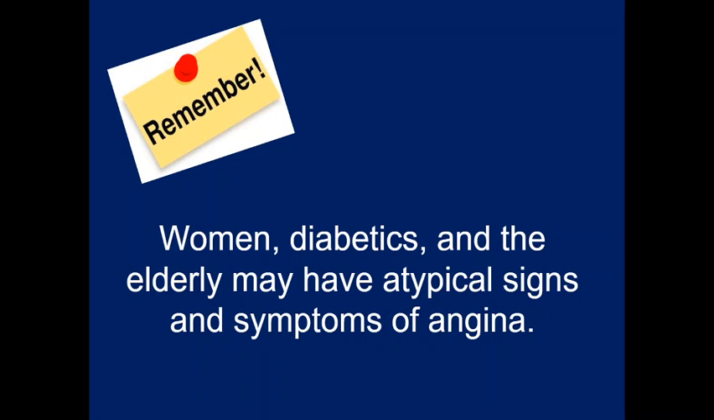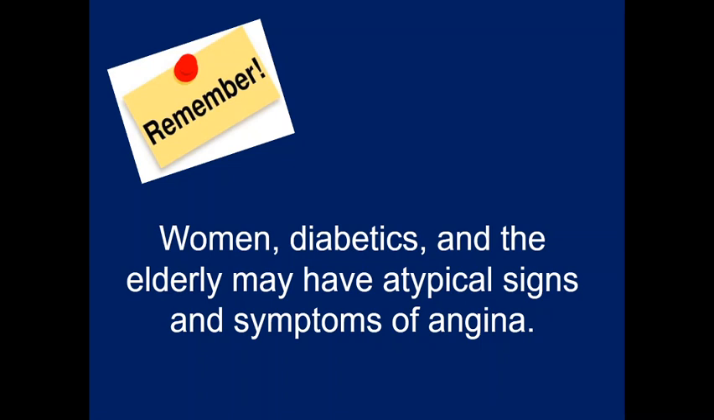But they have different signs and symptoms of angina. Diabetics is easy to explain because diabetes tends to affect people's nerves over a long period of time. That's why diabetics have foot problems. They can't feel their feet. They go blind. It's a lot of nerve damage, and so the same principle applies. If the nerves to the heart are damaged, they can't sense the tissue damage as well as someone who has intact nerves. Elderly, same thing.